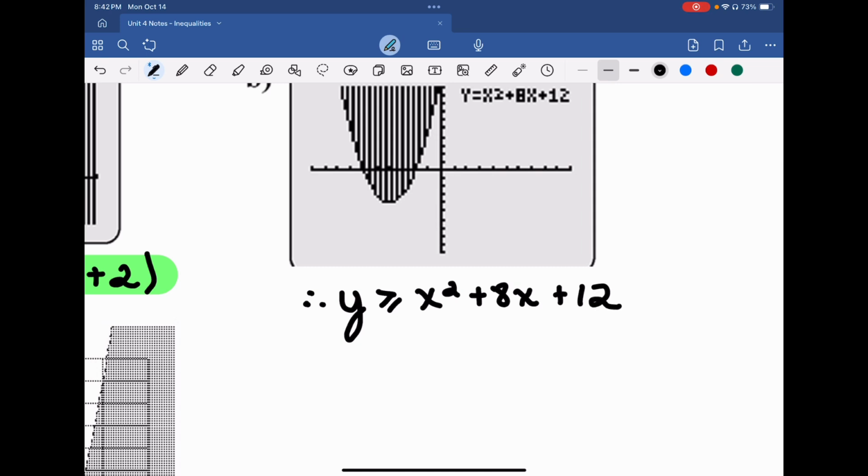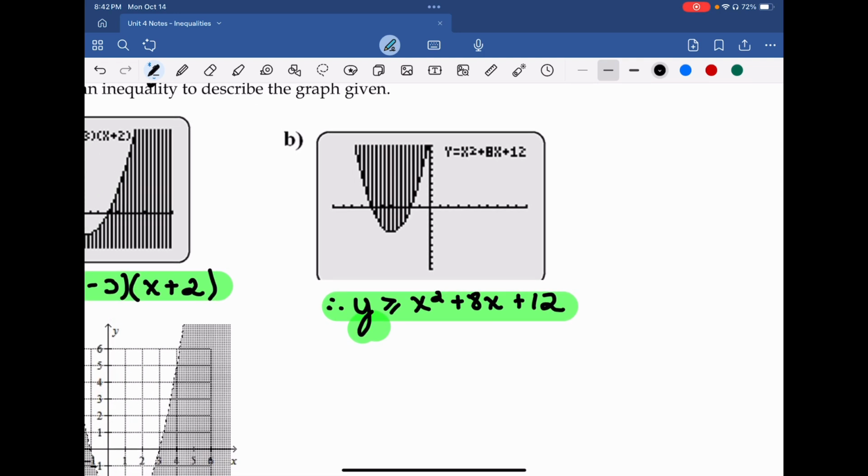They gave us the function that represents the boundary line, so again, we're just going to write it out. All we needed to determine was whether it was a greater than or less than, and did it include the boundary line or not? In this case, it does. Last one for this piece here.